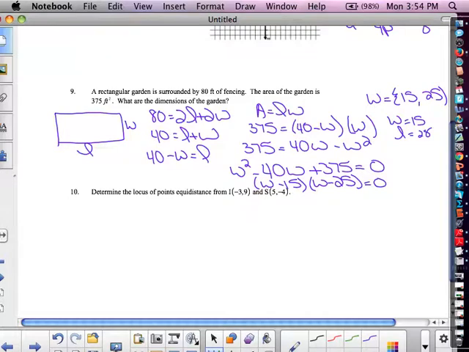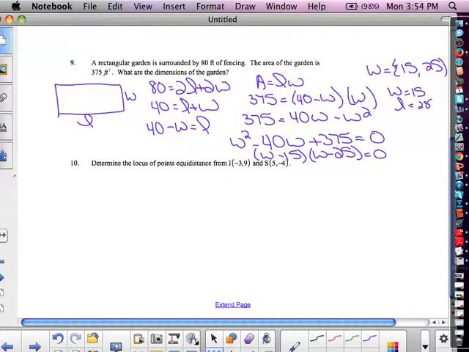Okay, determine the locus of all points equal distance from 2 points. The locus, remember, of all points equal distance from 2 points is a perpendicular bisector. So you have -3, 9, and 5, 4.